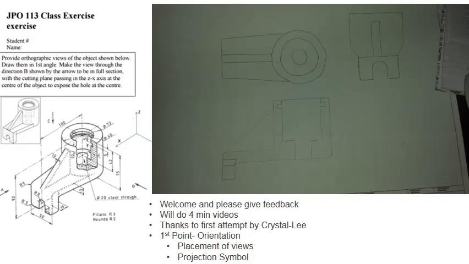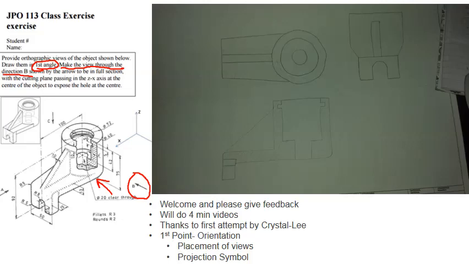So, the first point that I want to discuss is the orientation of the views that have been given. Obviously, from the problem, you were requested to give orthographic views of the object shown and to draw them in first angle projection. So first angle projection, that's what we have to do. And you were instructed to make the view through the direction B. That direction B would be as shown by that arrow over there, meaning that you're visualizing it in that direction.